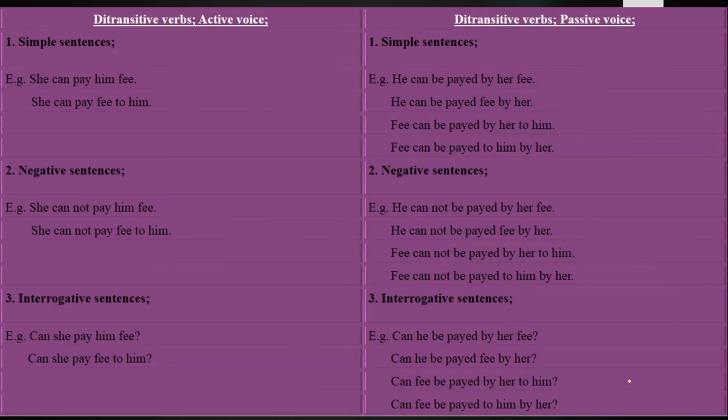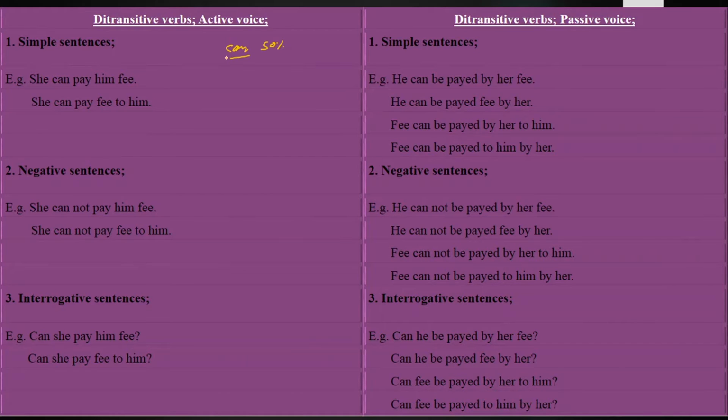Now we will discuss how we are going to change the ditransitive verbs from active voice into passive voice. One thing should be in your mind, we will discuss how to change them from active voice into passive voice in four ways. And today we will be discussing the modal auxiliary verb can. We have already discussed some other modal auxiliary verbs. Now we will be discussing can.